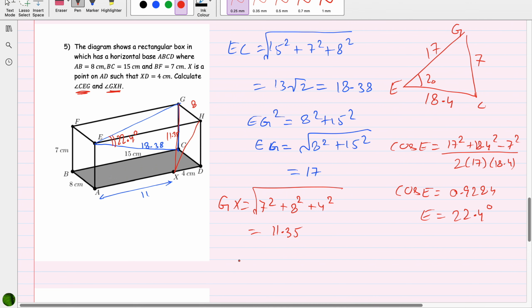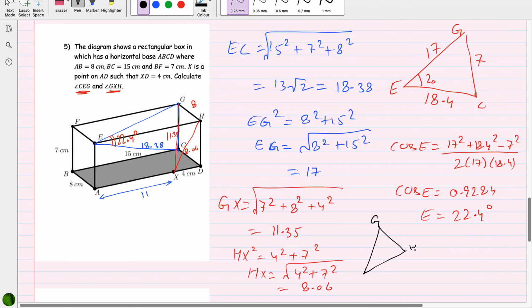And for HX, it is Pythagoras theorem, hypotenuse. This is 4 squared plus 7 squared. So HX is equal to square root of 4 square plus 7 square, which is square root 65, and that is 8.06. So 8.1.